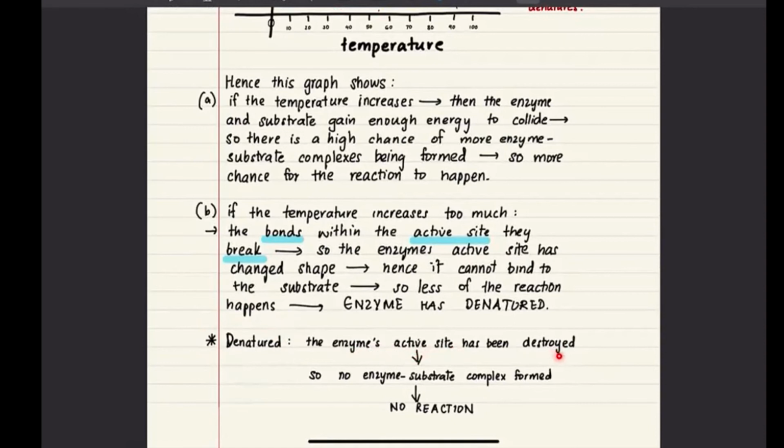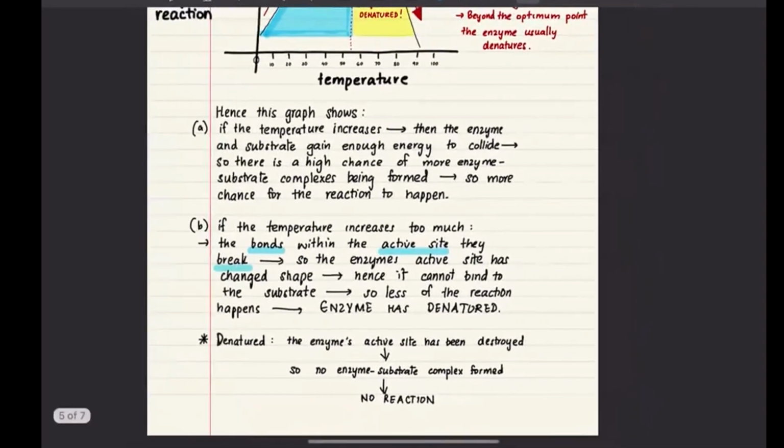So when that gets destroyed, it basically means the shape goes out of place, and the substrate does not bind to it because it's not the perfect fit, and then you have no enzyme substrate complexes being formed, and hence you have no reaction. All right, so that's how it works.